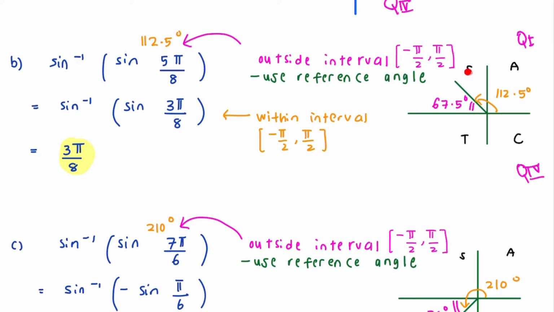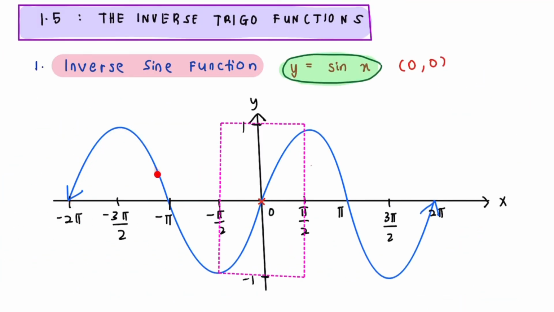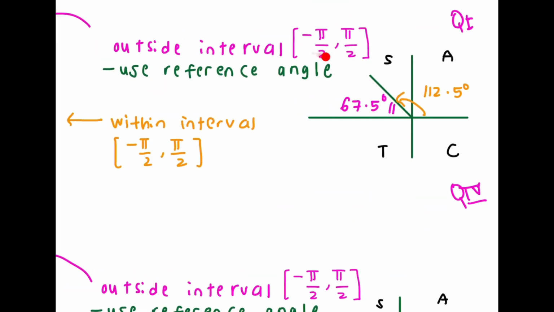Why do we need to adjust the value? Because we must remember, originally, the domain for y equals sine x is from minus infinity until infinity. We are the ones who cut it only at this point here. So if the value is outside of the point that we cut, we must adjust the value back and make sure this is within the domain that we want to take, which is from minus pi over 2 until pi over 2. This is outside of the interval minus pi over 2 and pi over 2. Therefore, let's adjust it using reference angle.